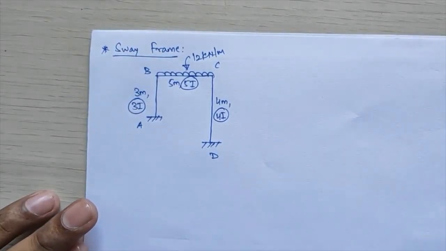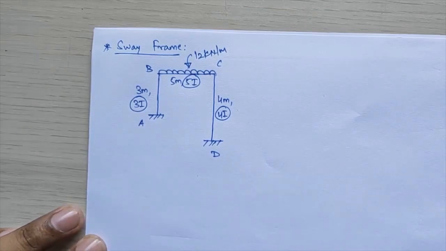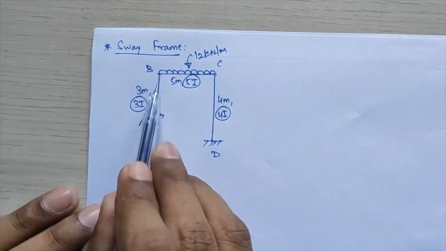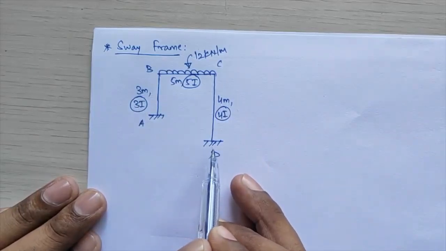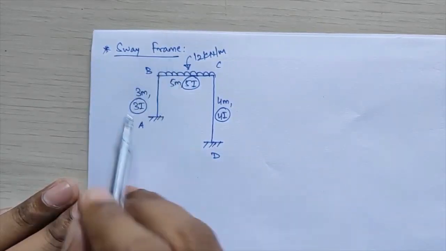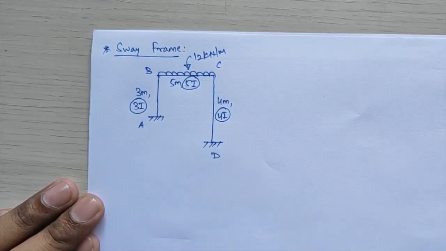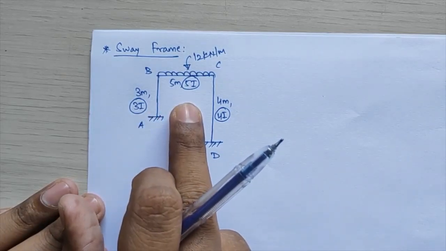Hello everyone. In today's lecture, we will see the numerical for a sway type of portal frame. I have considered one example, a portal frame ABCD, whose length of column AB is 3 meter and length of column CD is 4 meter. In this case your lateral loading is not given to you, but due to this difference in the geometrical properties of the frame, this frame will be classified as a sway type of portal frame.